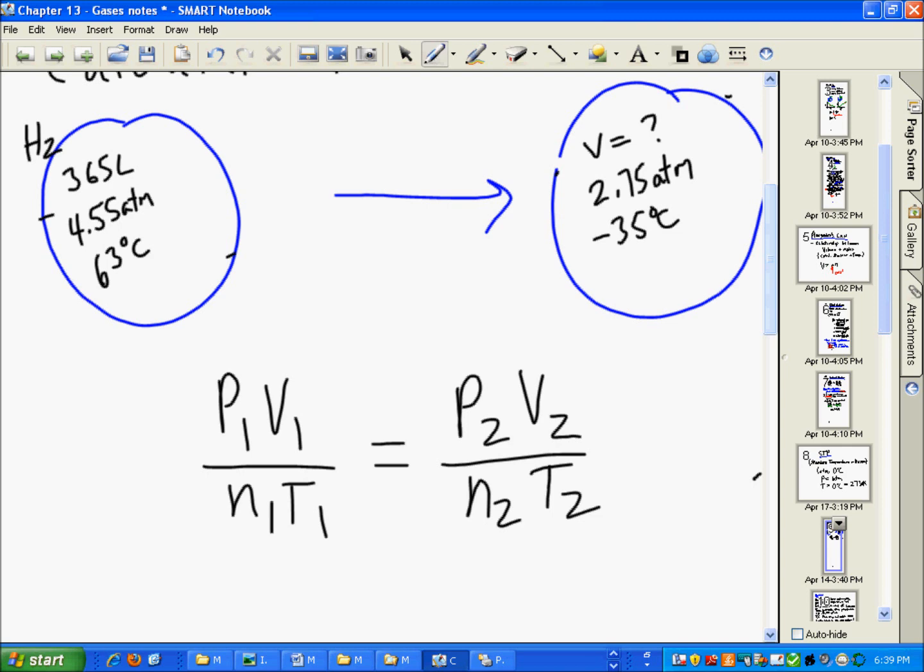So we need to identify all the quantities. So 365 liters is the volume before things have changed, so that would be V1. 4.55 atm is the initial pressure, so that will be P1, and 63 degrees Celsius will be T1. The new volume will be volume 2. The new pressure is P2, and the new temperature is T2.